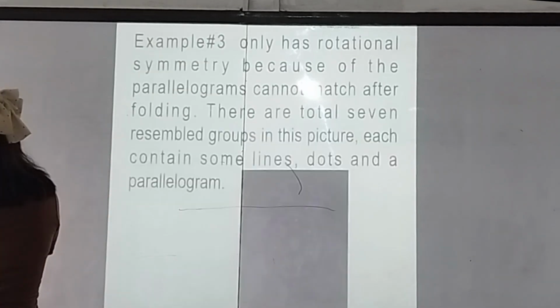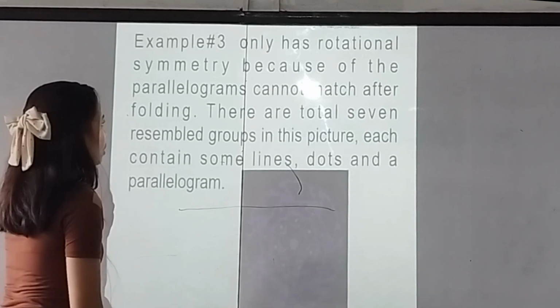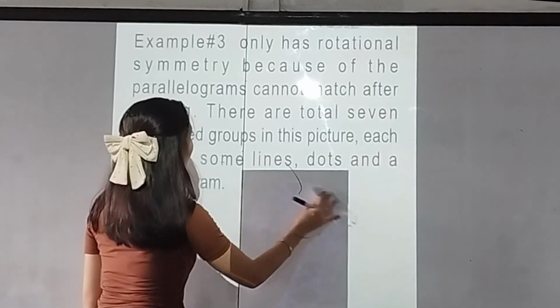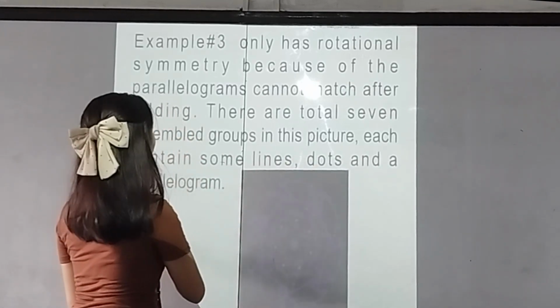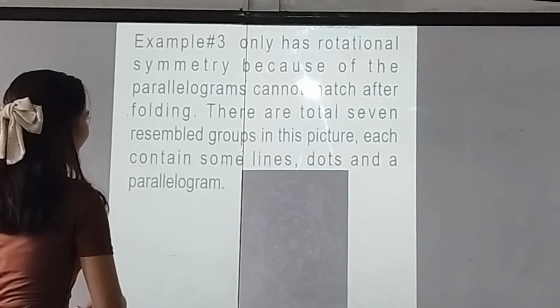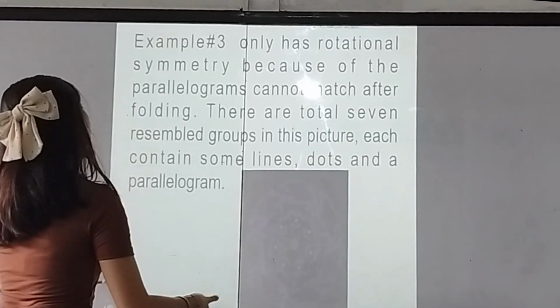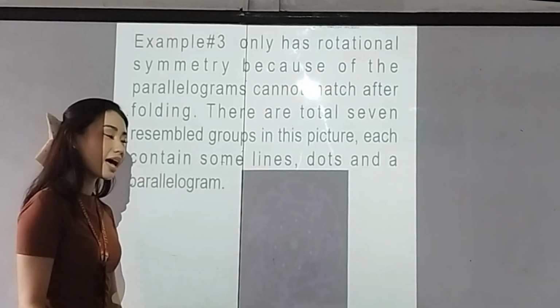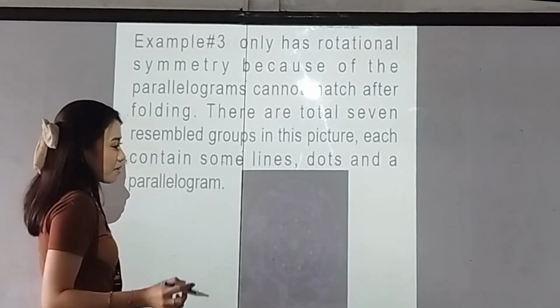Meaning it does not have reflectional symmetry. Next is the third example. This picture still only has rotational symmetry because the parallelograms cannot match after folding. There are a total of 7 assembled groups in this picture. Each contains some lines, dots, and a parallelogram.